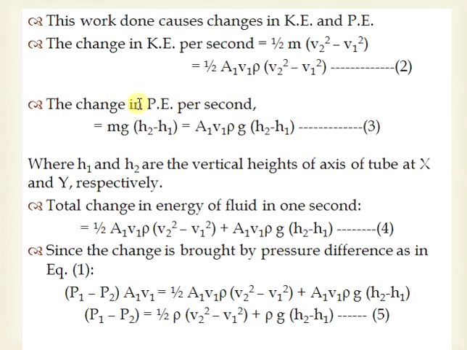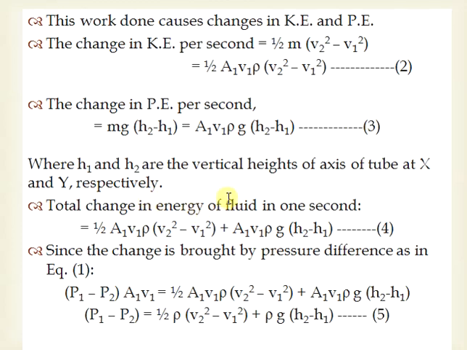Similarly, the change in potential energy per second is equal to mg into h2 minus h1, and the mass can be written as mass per unit time, which is A1 V1 rho into g into h2 minus h1, where h1 and h2 are the vertical heights of the axis of the tube at x and y respectively.